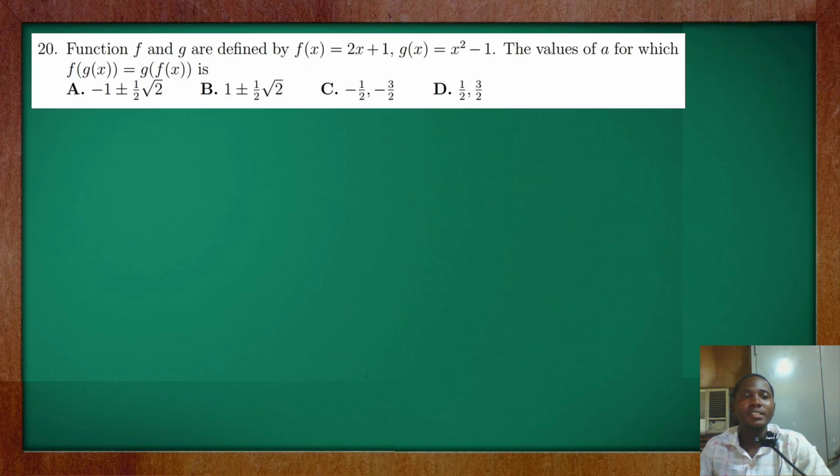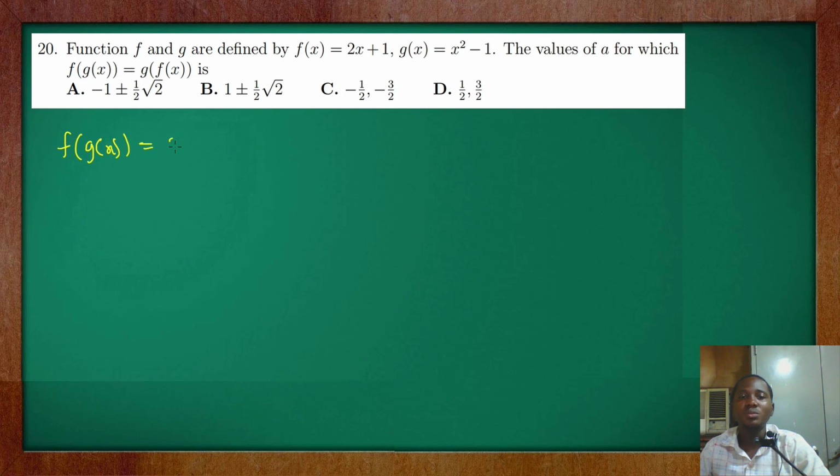In this question, they said functions f and g are defined by f of x equal to 2x plus 1 and g of x equal to x squared minus 1. Find the values of x for which f of g of x is equal to g of f of x. So what's f of g of x? We are substituting the value of g of x into f of x.